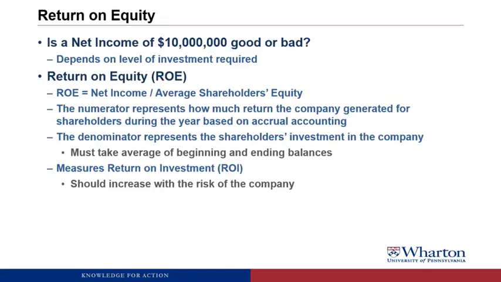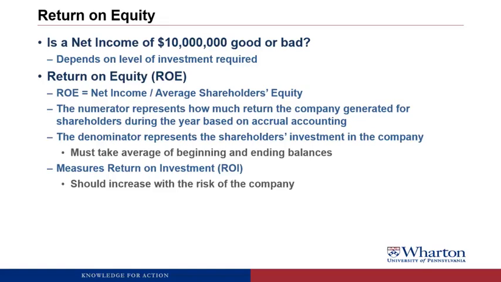So for every dollar the shareholders have invested in the company, how much net income do the managers produce? This number should increase with the risk of the company. For example, I could take $1 and put it in a savings account with a bank. I would get roughly 1 cent of interest a year, so my return on investment would be 1%. If I'm going to take that same dollar and invest in a company, I'm taking much more risk. There's much more risk that I'm going to lose that dollar. So I should get a higher return. I should get an ROE greater than 1%.